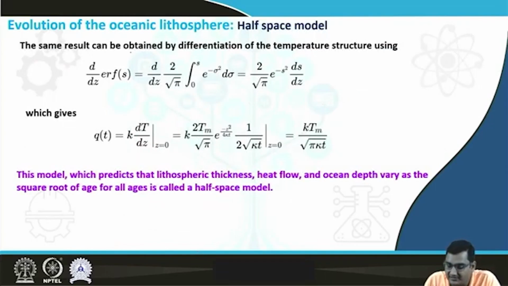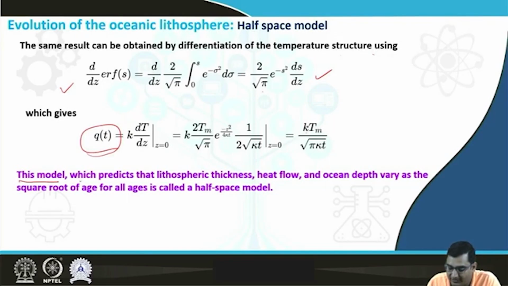The same result can be obtained by differentiation of the temperature structure using this particular formula. So you can see d by dz of error function s will be equal to 2 by root pi e to the power minus s squared ds by dz, and this will finally give you the heat flow as K Tm by root (pi kappa t). So this model is the half space model.